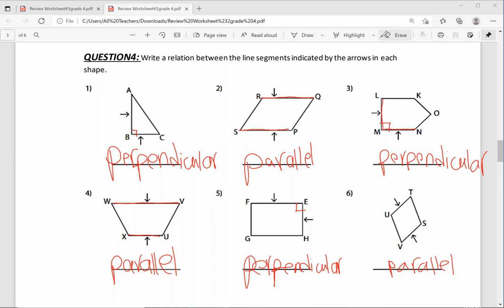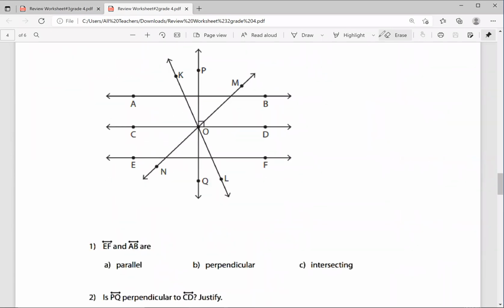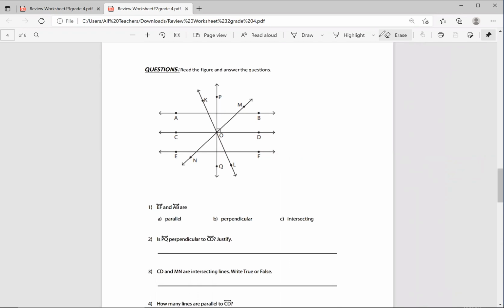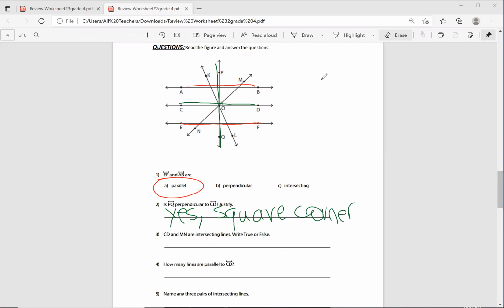Okay, now let us continue to question number 5. We have a figure and we need to write the following. Now, what can you tell about EF and AB? Those are parallel lines. Is PQ perpendicular to CD? Yes, they are. Why? Because they form a square corner. That's why they are perpendicular.